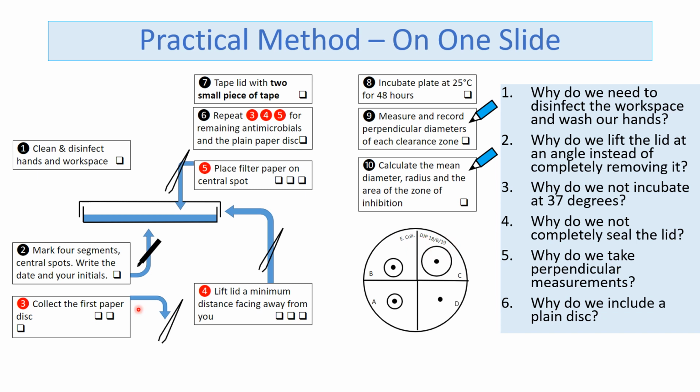You would then collect your discs, lift the lid from a minimum distance away from you, and we'll talk about why in a few moments. Place the paper onto the spot that you've drawn and do it again for the remaining discs. You would then put a small tape around the side of the petri dish, and then you'd incubate at 25 degrees C for 48 hours before measuring and recording the diameters of the clear zone, and then calculating a mean diameter of the area of the zone. So that practical, I don't think you're likely to be asked to write that as a method, but you could be, so it's worth making sure you could talk your way through it.